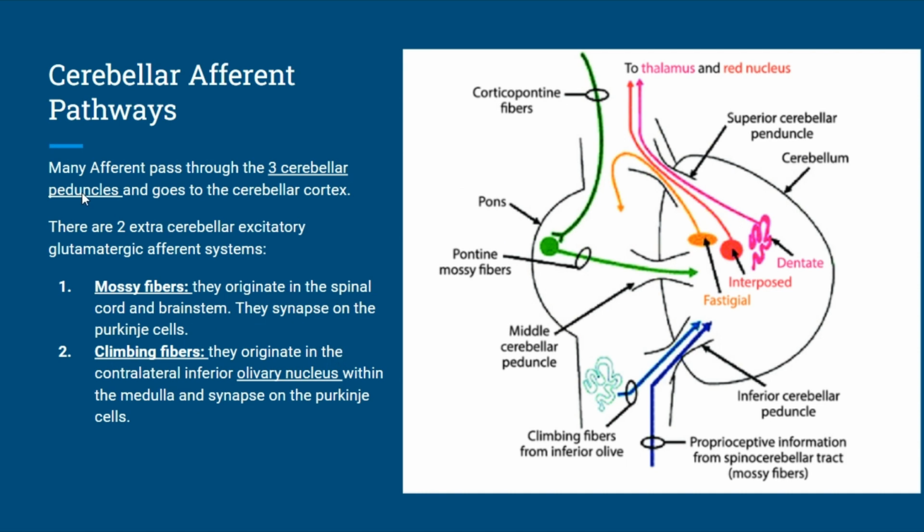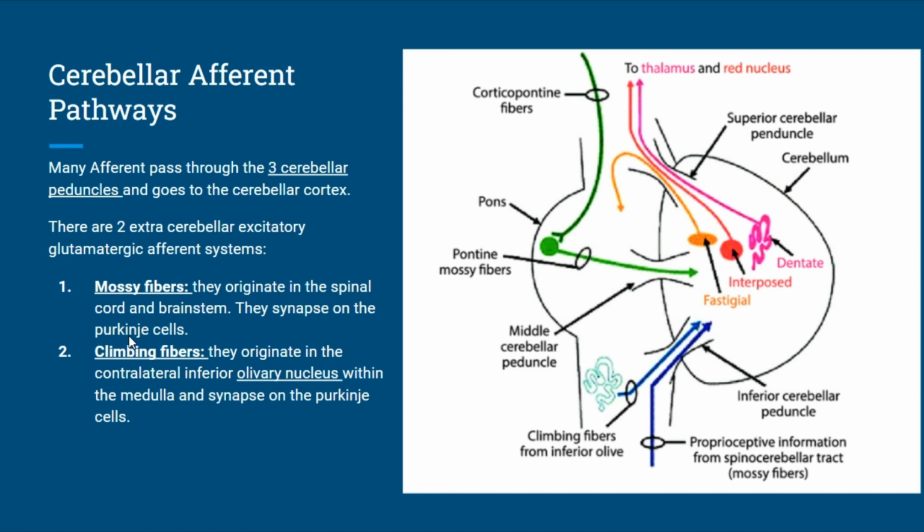So let's start with the afferent pathways. All the afferent fibers pass through all three cerebellar peduncles and go to the cerebellar cortex. So there are two extracerebellar excitatory glutamatergic afferent systems. One is the mossy fibers. They originate in the spinal cord and brain stem, and they synapse on the Purkinje cells.